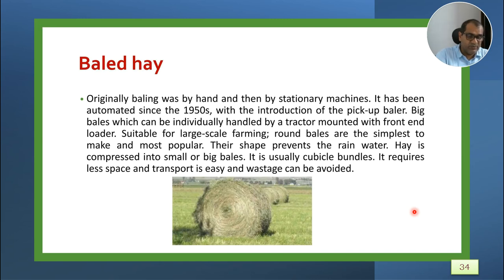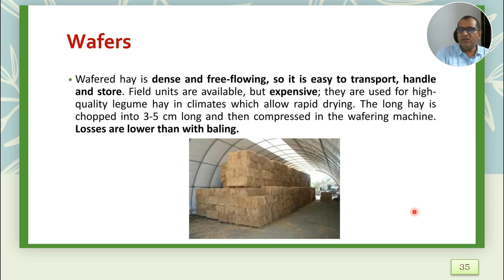transportation is very easy. Then the wafers. You know that the wafers, especially the chips, aloo chips, etc., are also called as the wafers. Means wafered hay is dense and free flowing, so it can be easily transported and put to the cattle very easily, handle and store.